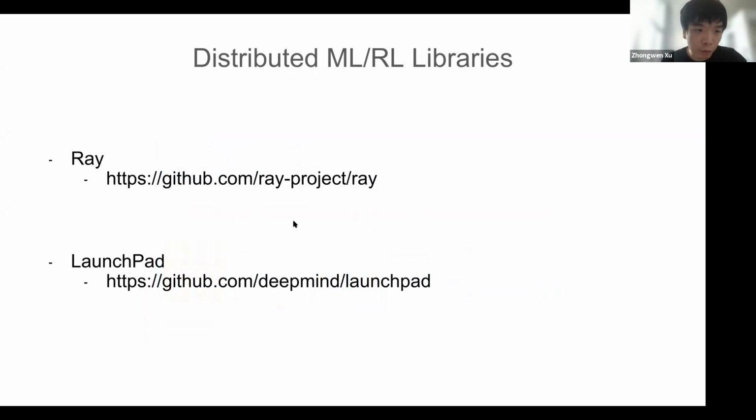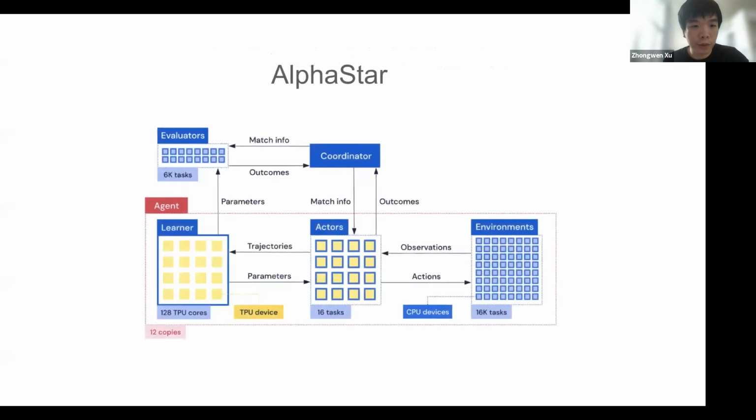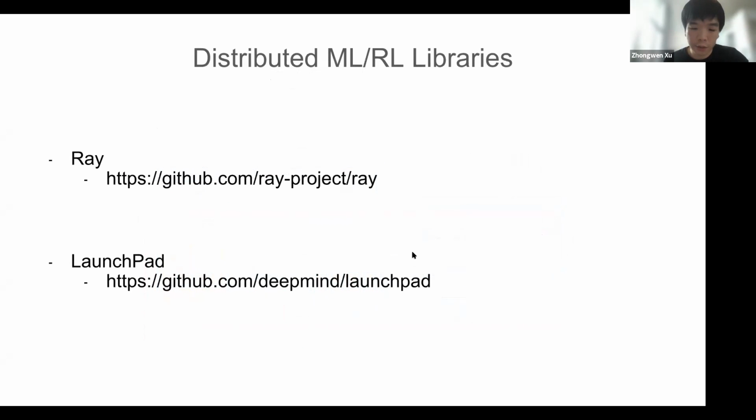Here we list two distributed reinforcement learning and machine learning libraries, which can help you implement this kind of complex distributed system in a much easier way. So don't be afraid of distributed systems. They can be made really easy with the help of these libraries.